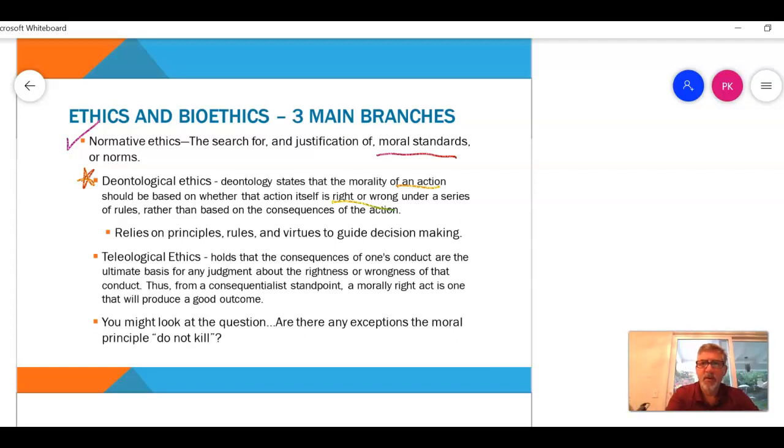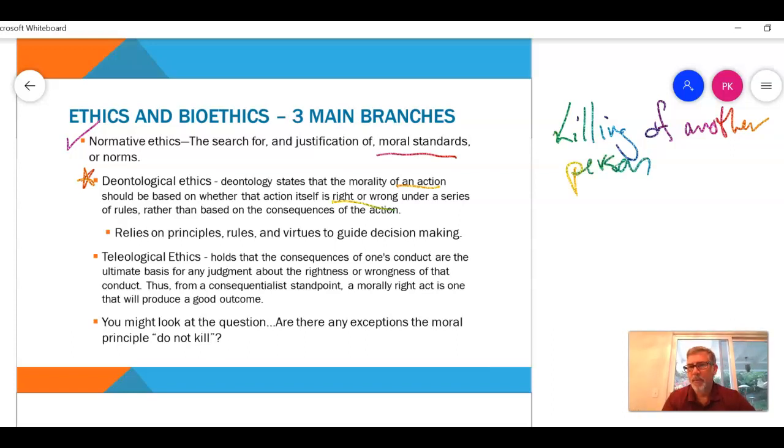So if you look at murder or killing, right? So deontological ethics says it is wrong. So, is it ever right? Right? But in deontological ethics, it can't be right. It has to be wrong, right? Because it's either right or wrong, right? It's either good or bad, right? And it's not based on the consequences, right? So this relies on rules, virtues, to guide decision making.